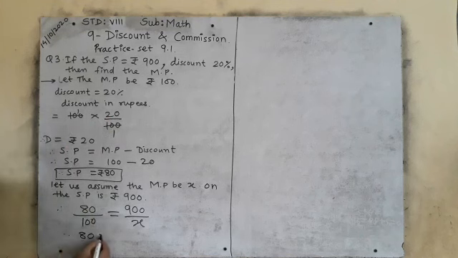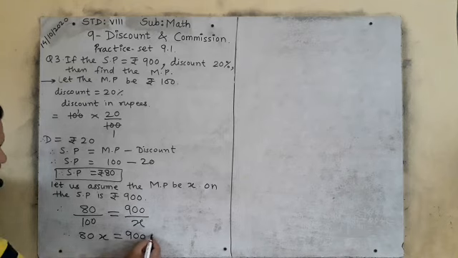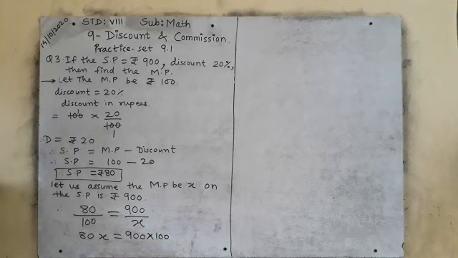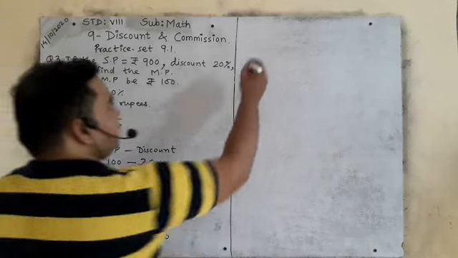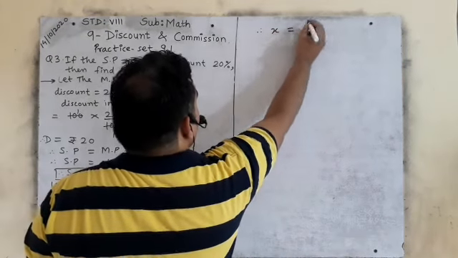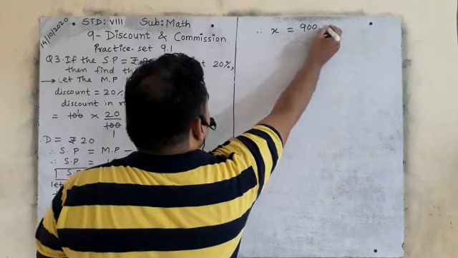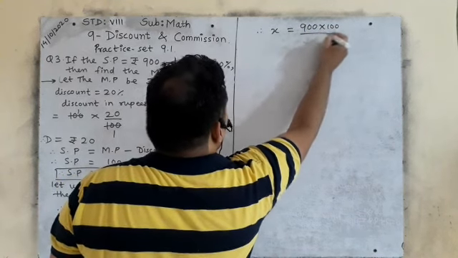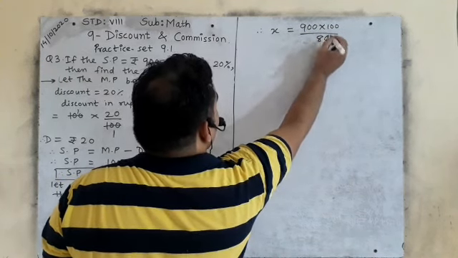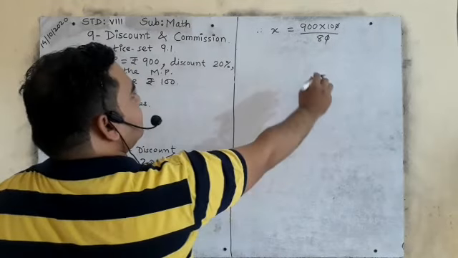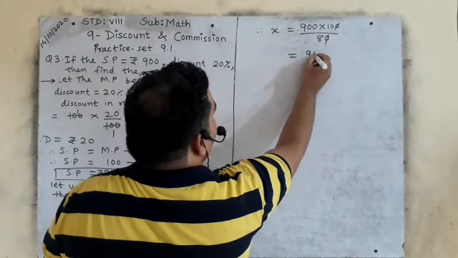Therefore you will write 80x is equal to 900, multiplied by 100. Now this 80 will go there, right? 80 and x are being multiplied. So 80 will go there and you write x is equal to 900 multiplied by 100 upon 80. Okay, so this 0 and this 0 will get cancelled. Clear? So what is left over?